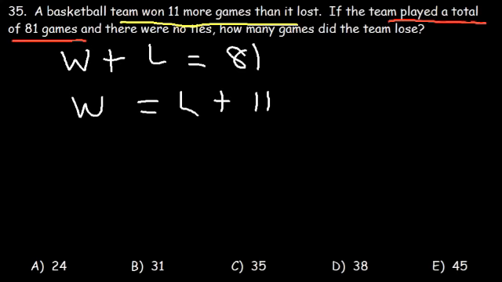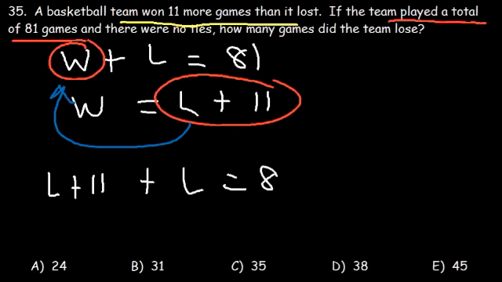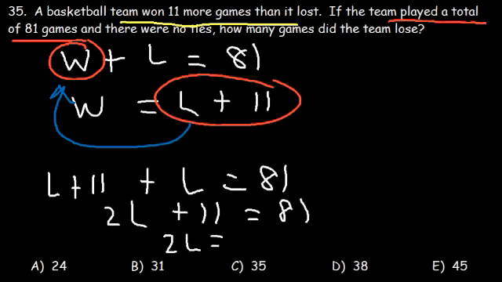So let's replace W in the first equation with 11 plus L from the second equation, since they equal each other. So what we now have is 11 plus L plus L is 81. So 2L plus 11 is equal to 81. If we subtract both sides by 11, 2L is equal to 81 minus 11, which is 70. And if we divide both sides by 2, 70 divided by 2 is equal to 35.